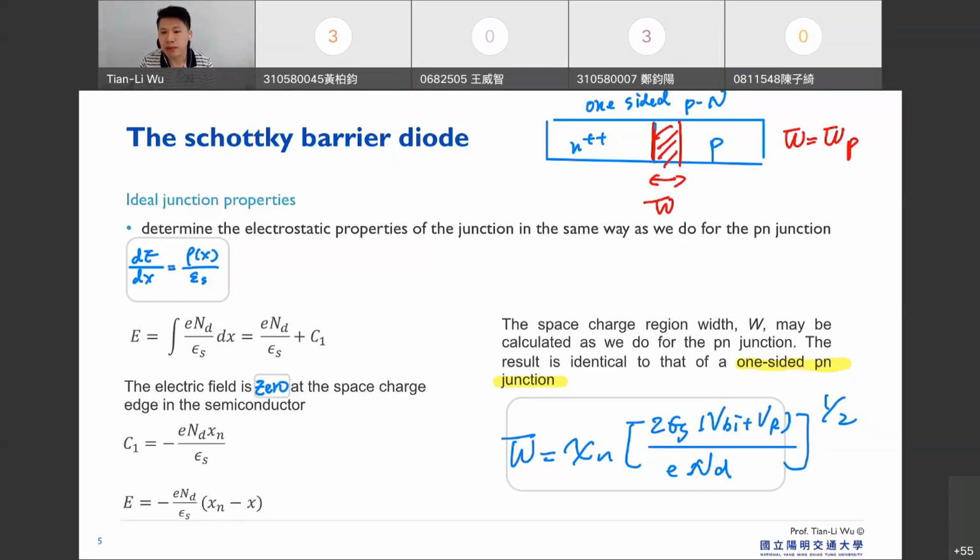And the same thing can be applied for our understanding of the Schottky junction as well. In the case of a Schottky junction, we still have the P type semiconductor. But the difference is we don't have the N++ now, we have the metal here. We can consider the metal as a material that is highly doped, with a very high concentration. So in this case, we will only have the depletion region in the P side. Therefore, your total depletion region is equal to the depletion region in the P side. So this is the case for the Schottky junction.